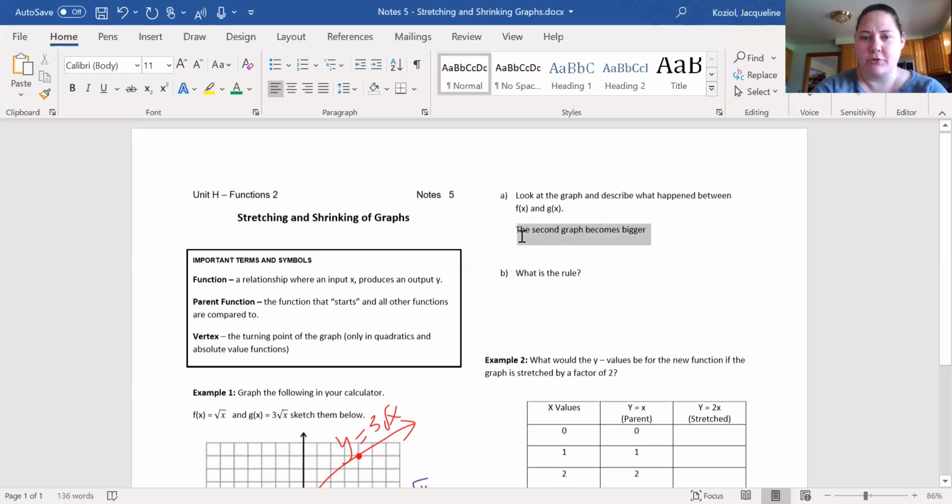And I'm going to change my font to green here. So when you do your notes for yourself, you're going to write everything that I write in green because I am going to highlight some stuff in a minute here. And I don't care necessarily that you highlight.